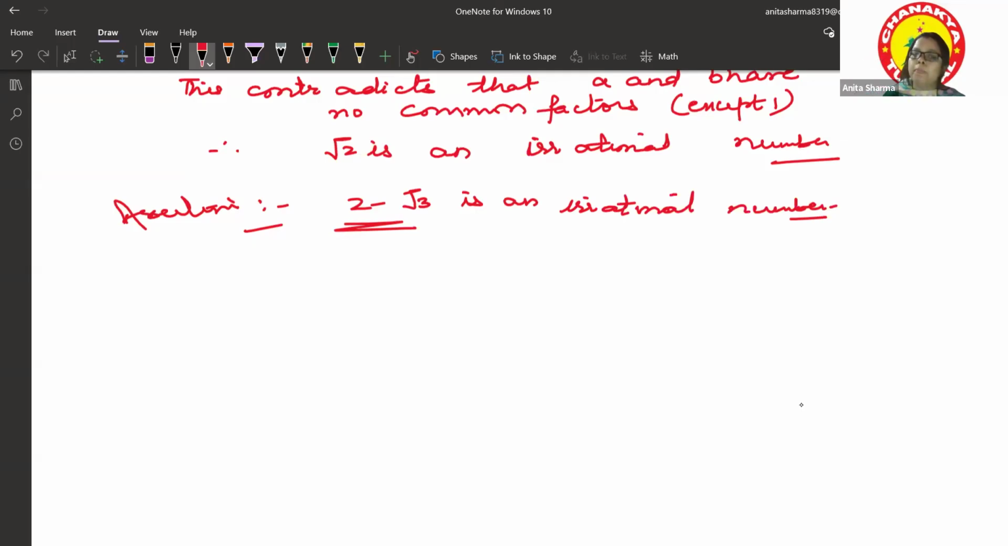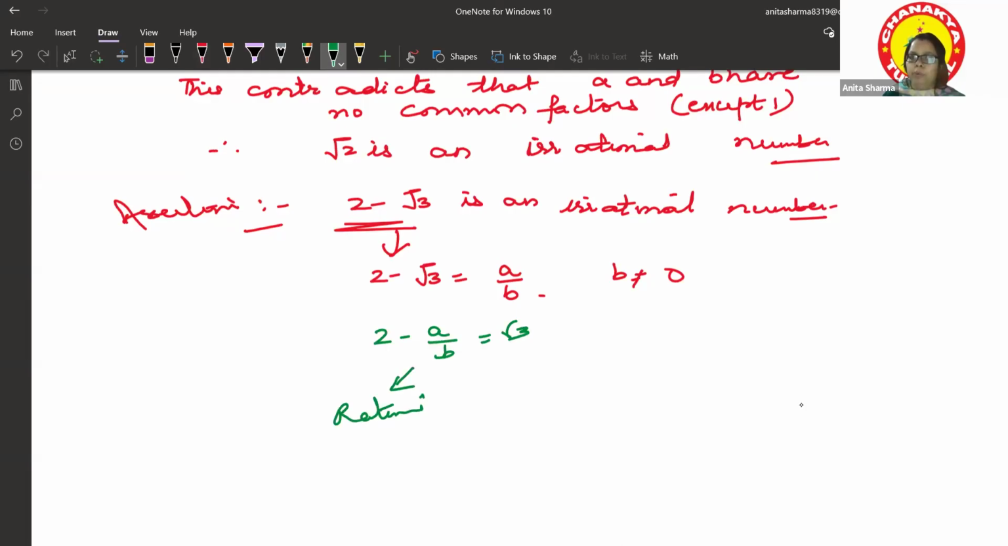If it is not mentioned that root 3 is an irrational number, you have to write like this. Let us suppose this is a rational number, so you will write it in the form a by b, where b is not equal to 0. After that, 2 minus a by b, you can write as root 3. Now this side is a rational number, and you will prove that this is an irrational number. So it contradicts our assumption, because the two sides must be equal. If they are not equal, it means it contradicts our assumption. Therefore, 2 minus root 3 is an irrational number, right?